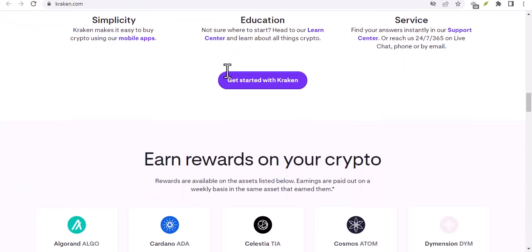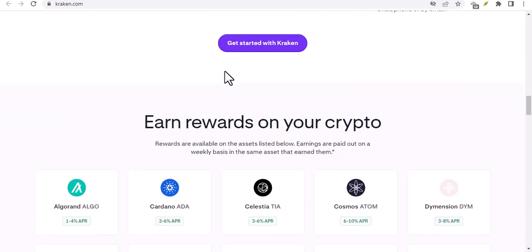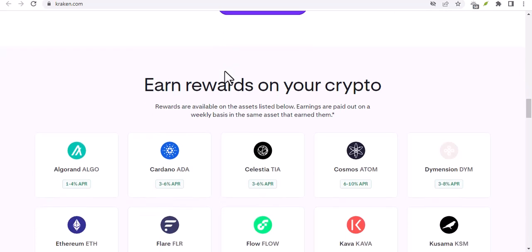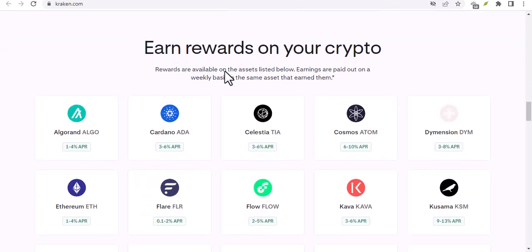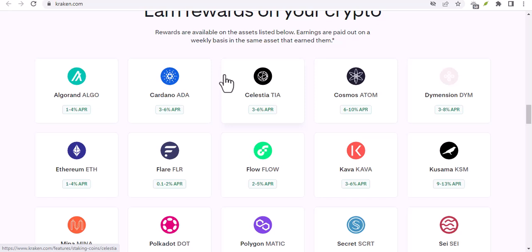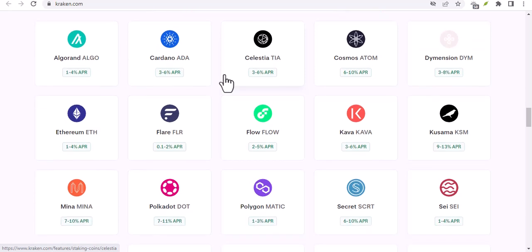Place a sell order. After your USDT is deposited, you can place a sell order. You'll need to specify the amount of USDT you want to sell and the price you're willing to accept. Withdraw your funds. Once your sell order is executed, you can withdraw your funds to your bank account or another cryptocurrency wallet.